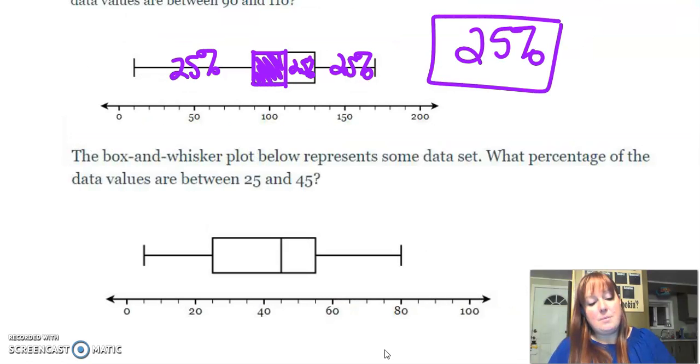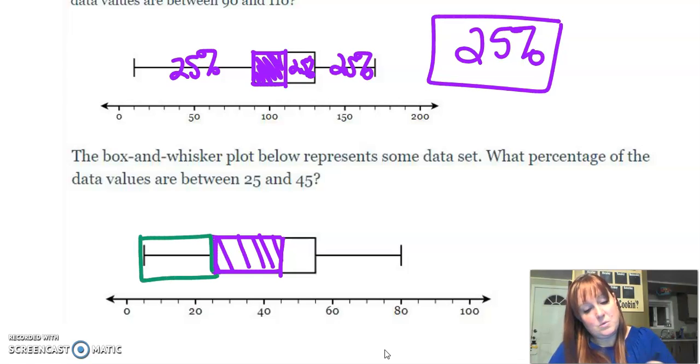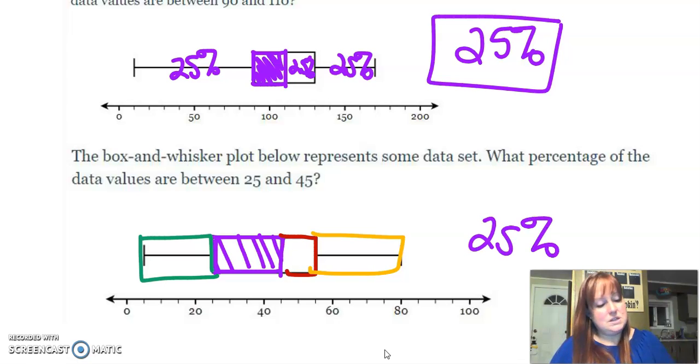So this is asking how much of our data falls between 25 and 45. So again, we find where 25 is on our box plot. There's 25, and it looks like 45 is right there. So we're looking at this piece again, and so let's see. Well, this is like piece number 1, piece number 2 is the purple, piece number 3 is the red, piece number 4. So each of these contains 25% of the data. So how much does the purple contain? Well, just 25% of the data.